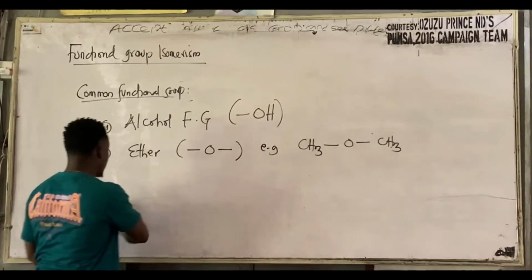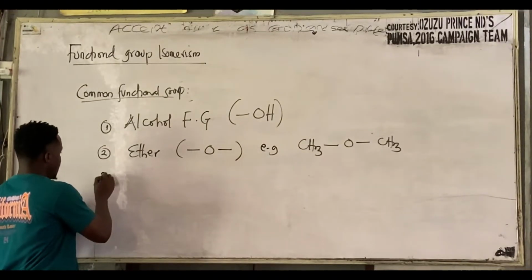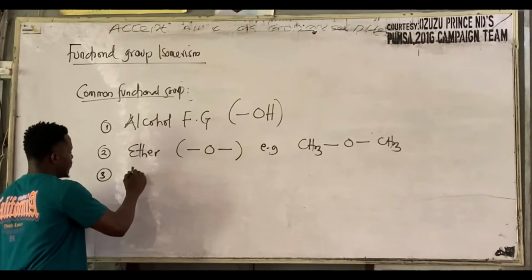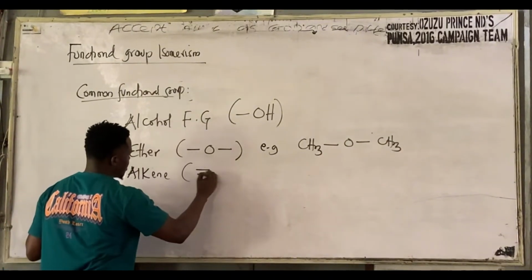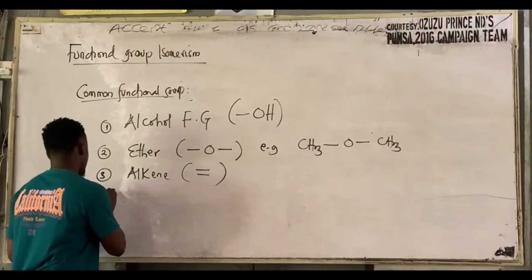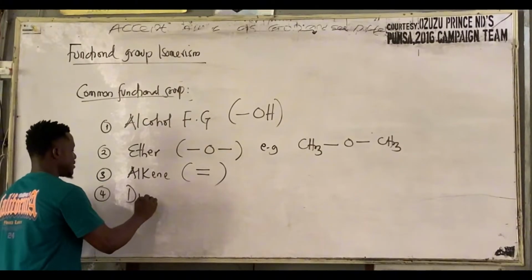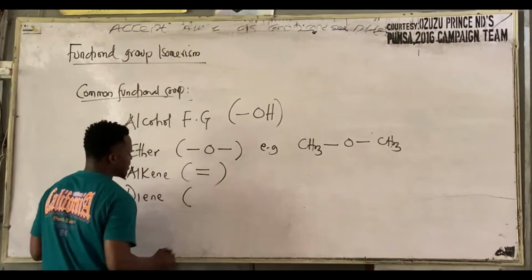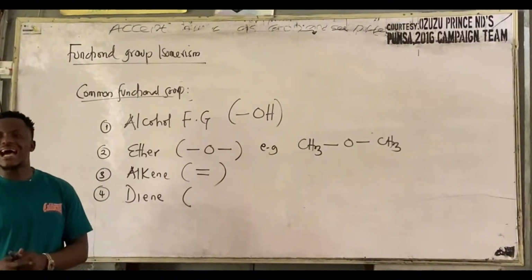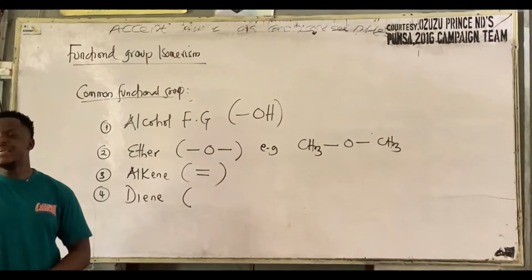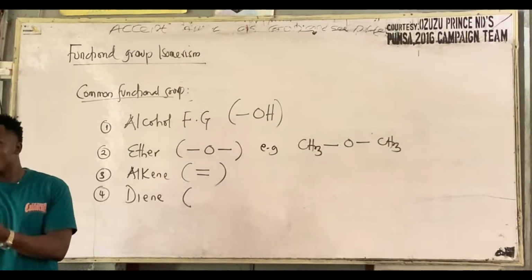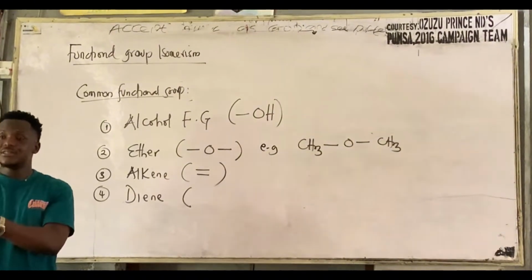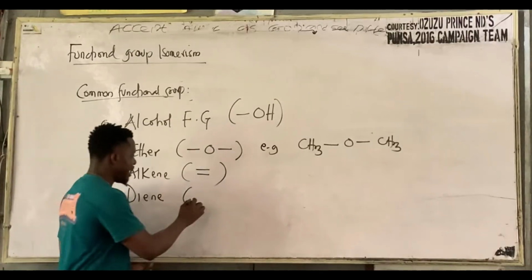Another example we have is alkene. This is just a double bond. We have diene. But diene means what? 'Ene' means double bond. Anytime you see 'ene', it's a double bond. So this is how it is going to look.